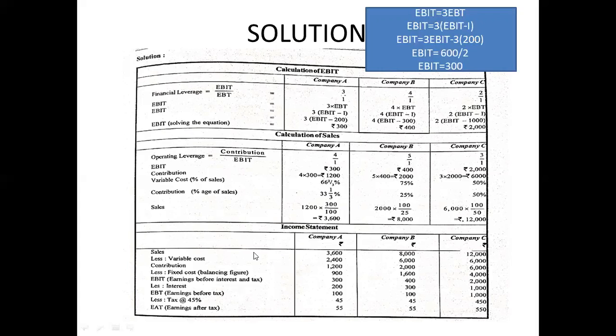अब हमें income statement बनानी है. हमारे पास sales कितनी है? 3600. 66.67% was the variable cost. So we have just put the amount of variable cost. We have contribution of 1200.